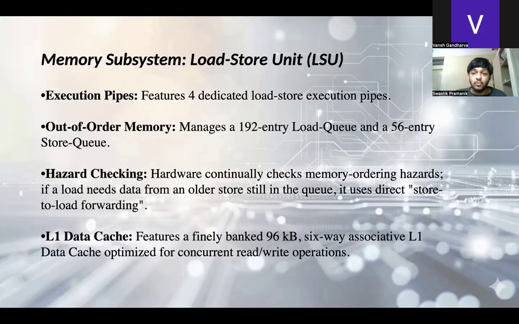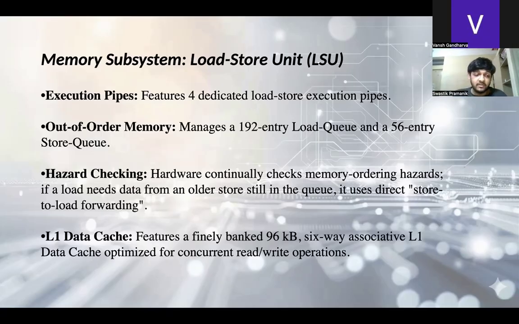Now, moving on to the load and store unit. It includes four dedicated load store execution pipes. It also has out-of-order memory management with a 192 entry load queue and 56 entry store queue. It also does hazard checking. Hardware continually checks memory ordering hazards. If a load needs data from an older source still in the queue, it uses direct store to load forwarding, thus increasing efficiency. The L1 data cache features a finely banked 96 KB 6-way associative L1 data cache optimized for concurrent read and write operations.